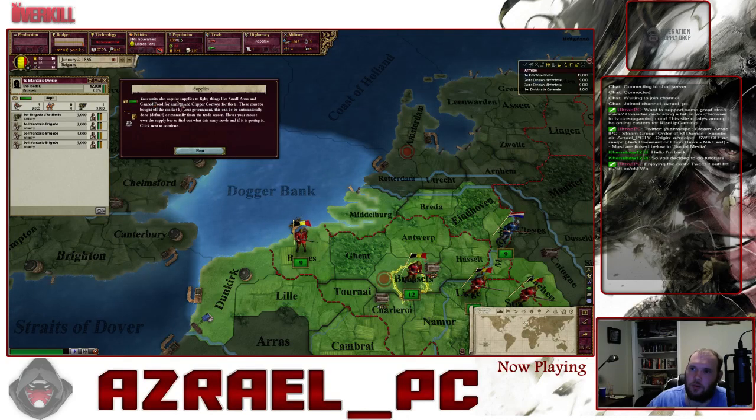Your units also require supplies to fight. Things like small arms and canned food for armies and clipper convoys for fleets. These must be bought off the market by your government. This can be done automatically, by default, or manually from the trade screen. However, hover your mouse over the supply bar to find out what this army needs and if it is getting it.